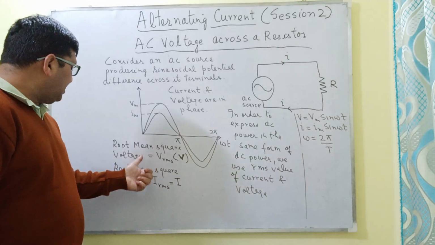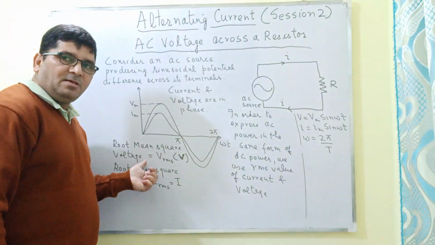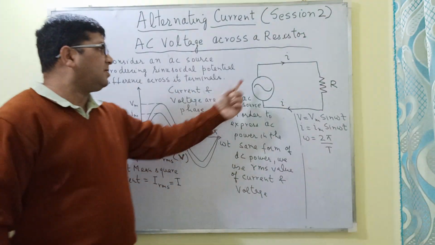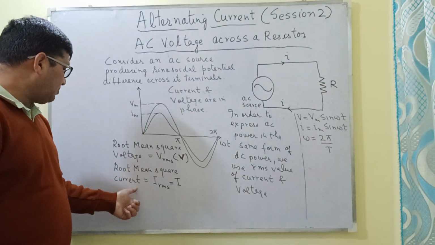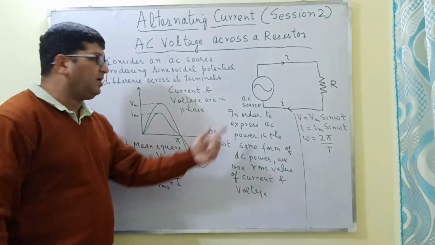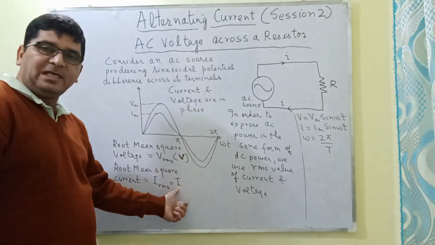Now, what is the root mean square voltage? This is the effective voltage of an electrical circuit, and the root mean square current is the effective current of an electrical circuit.